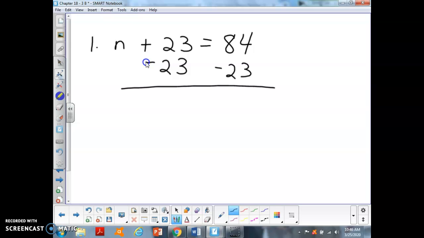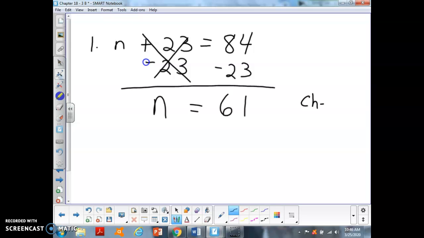Plus 23 minus 23 gives us 0, leaves us with just the unknown, the variable n. And subtracting over here, 4 minus 3 is 1, 8 minus 2 is 6. Our variable, the n, is equal to 61 in this equation.